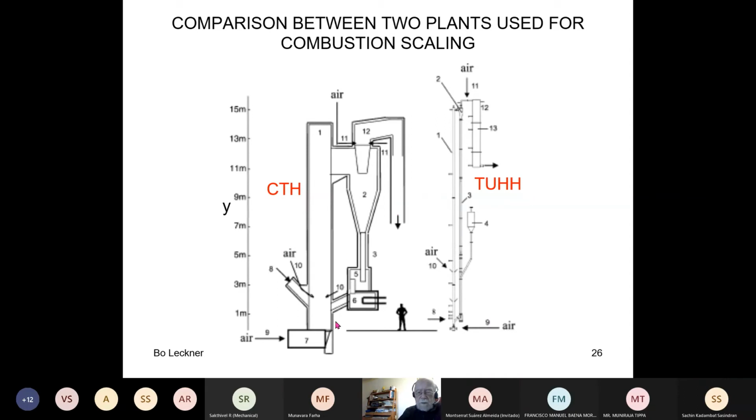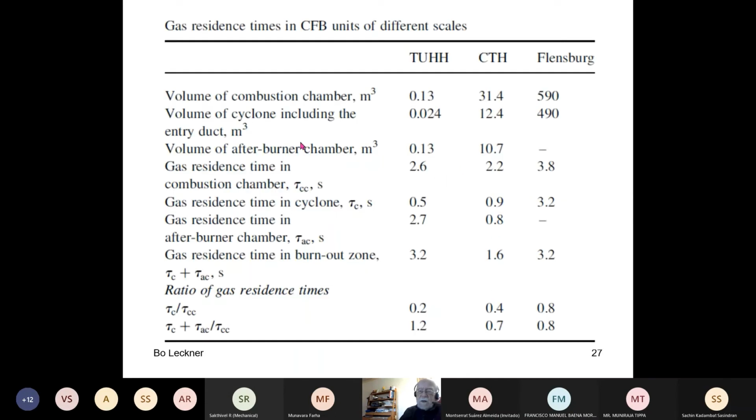And the question is, these reactors were not scaled, they were just what they were. There was nothing to be done about that. But we wanted to see how the reactions would behave in these reactors if we used the same fuels, the same temperatures, the same bed material, etc., and almost the same residence times.